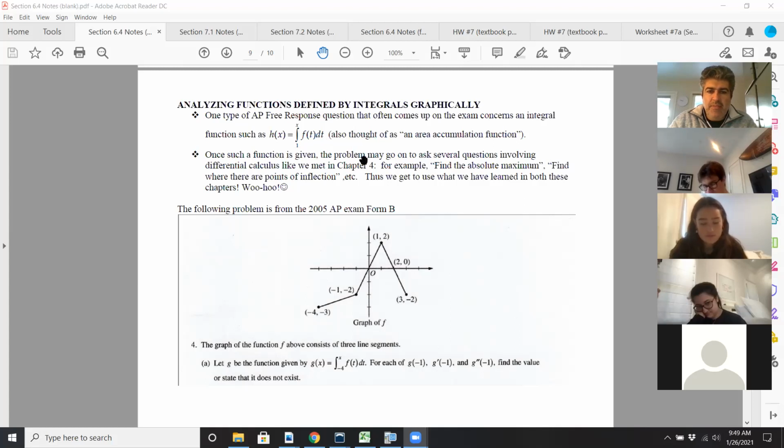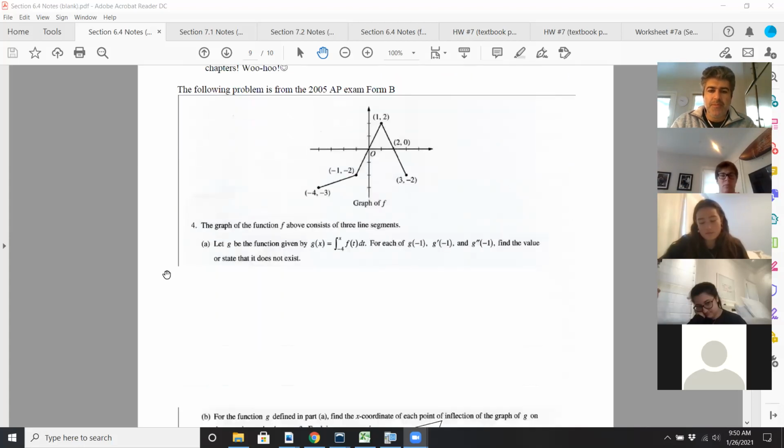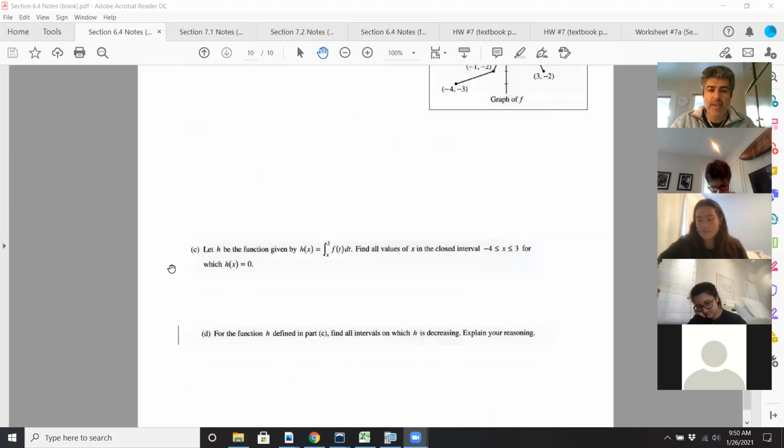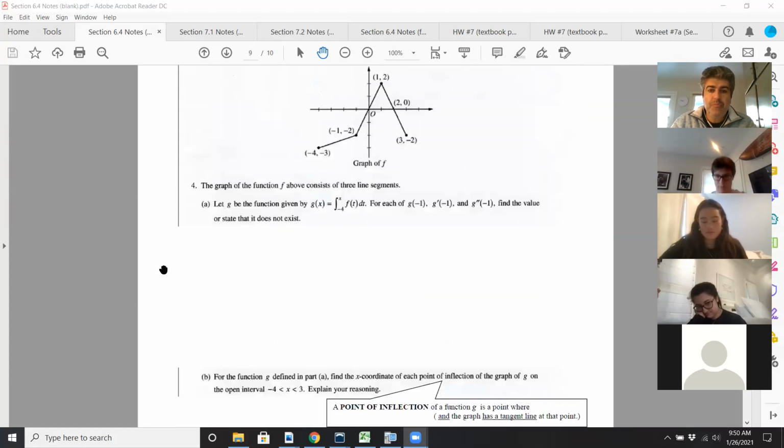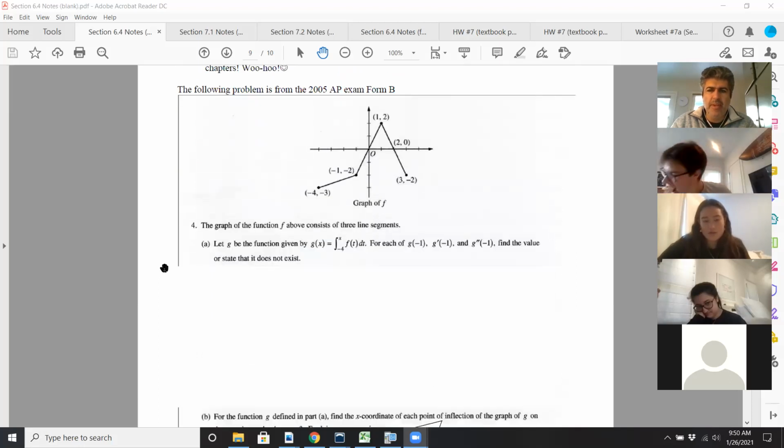And once such a function is given, the problem may go on to ask several questions about it, even old stuff, like find me the absolute maximum, find me the points of inflection. So this requires you to know stuff from the previous unit. Remember from week 1, where we did inflection and increasing, decreasing, all that stuff. Last unit was more Riemann sum stuff, obviously, and MVT. So let's look at this one right here. Let me walk you through A and B, and they're out of order, C, D, E. And then at that point, it might be good to take a little break.